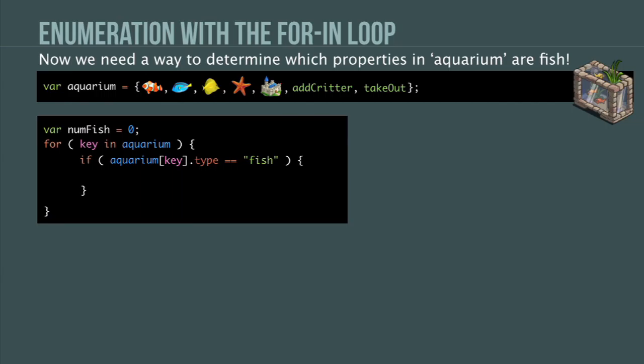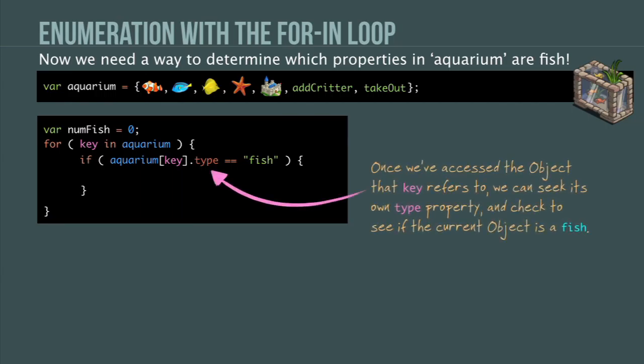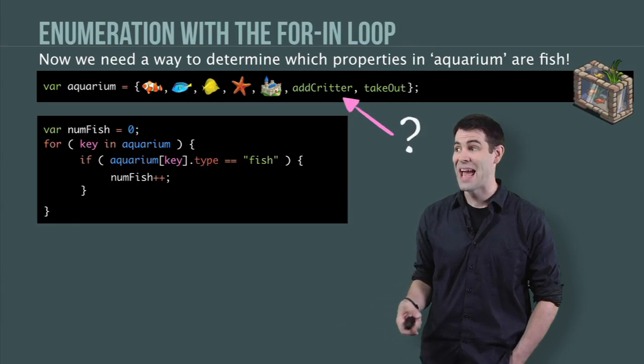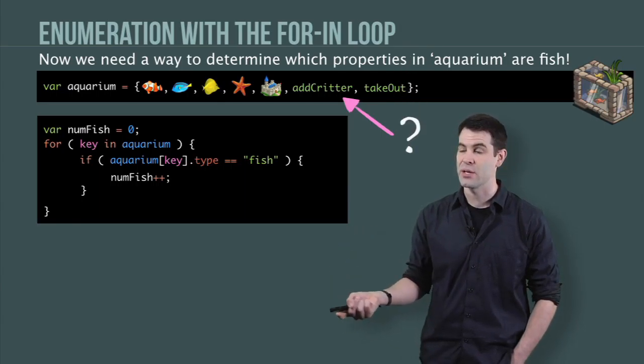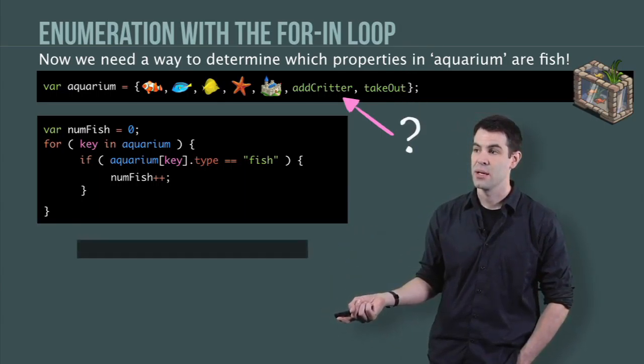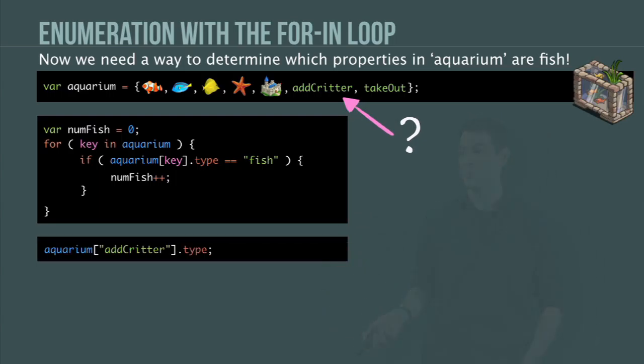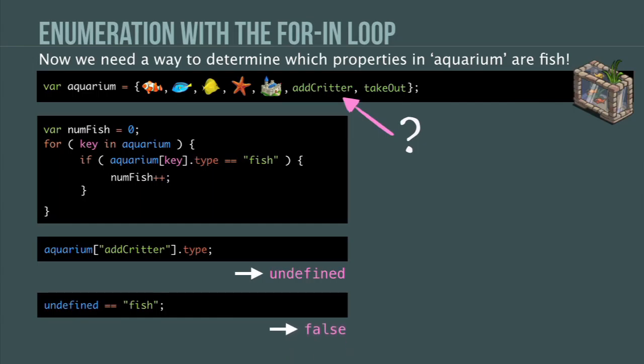Something to note here is that once we've accessed the object that the key refers to, we can just check out its type property to see if it matches the string fish. And if that's true, we'll go ahead and increment our numFish variable. What happens though when we get to the add critter function, which is way down there at the end of the object, and we try to access it and then see what its type property holds? Well, that's going to be undefined, so that's still okay because undefined does not equal fish, so we will never increment our numFish variable on a function.